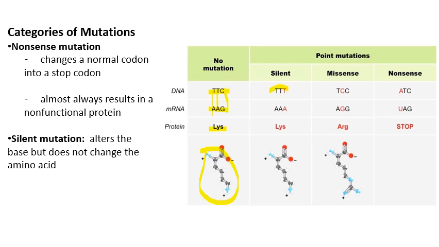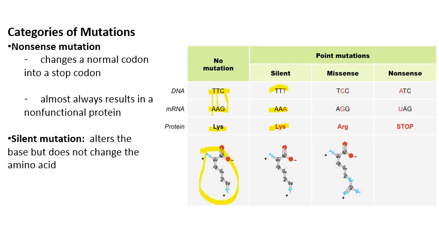So our mRNA is now going to look like AAA, and that, guess what, is still going to give us lysine. So even though there was a mutation there, that mutation was silent, so we still ended up with the same amino acid, which means our protein is going to fold just exactly the same, and we have no problems here.